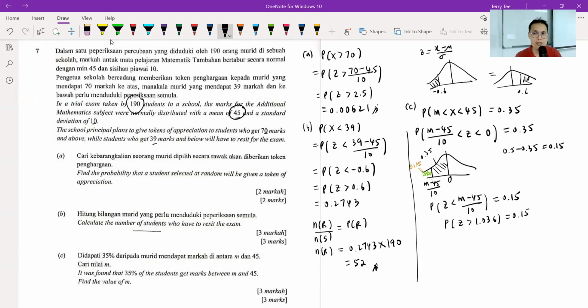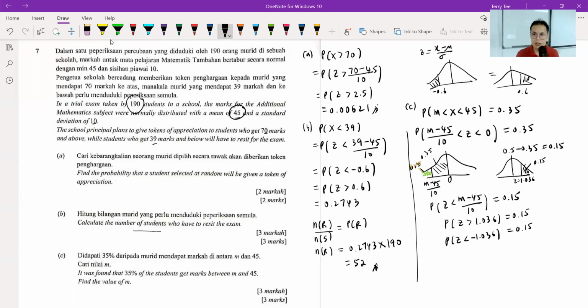But you notice, when I use the mathematical table, it is based on the upper tail. If this is 0.15, this is 1.036. My Z value is 1.036. But you can see from here, the green region is on the left. So we will have to flip it over and say P(Z less than negative 1.036) equals 0.15.